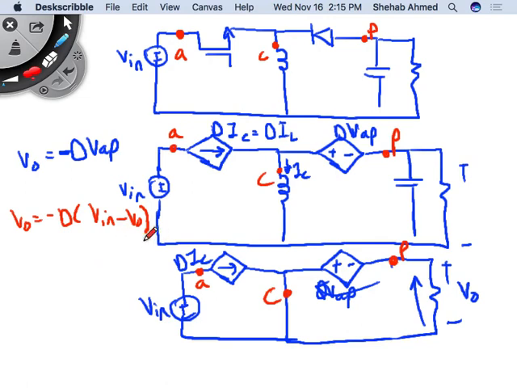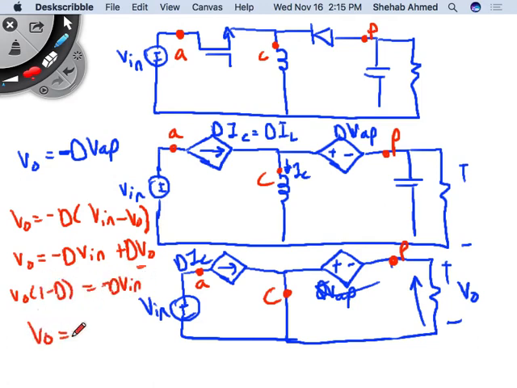Yes. So I bring V out to one side. So this is minus D V in plus D V out. I bring the V out on one side. So this is V out times (1 minus D) equals minus D times V in. So V out is equal to minus D over 1 minus D times V in.